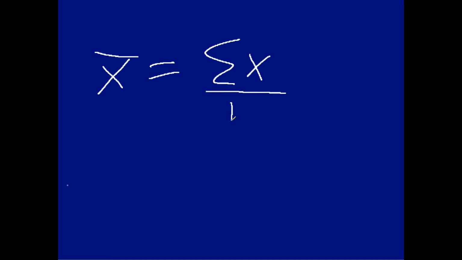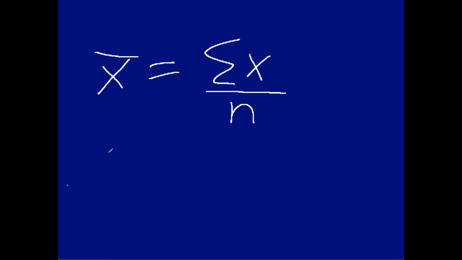So the statistical notation for calculating the mean, also known as the average, if you will, is as follows. You have X bar, which is commonly used for the sample mean, equals the summation of X over the sample size. So there's a lot of things happening here.